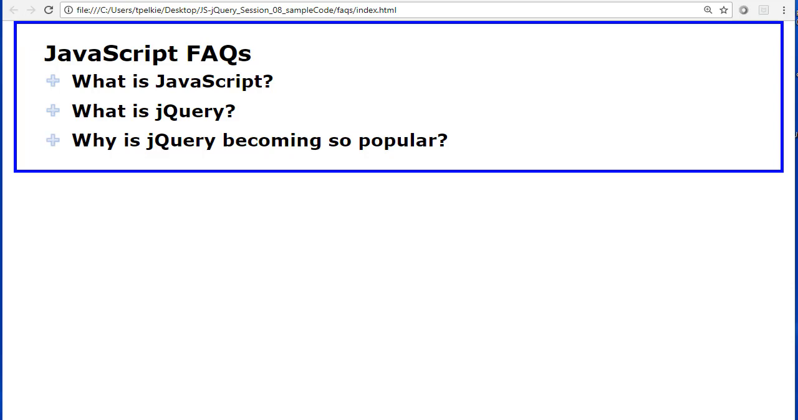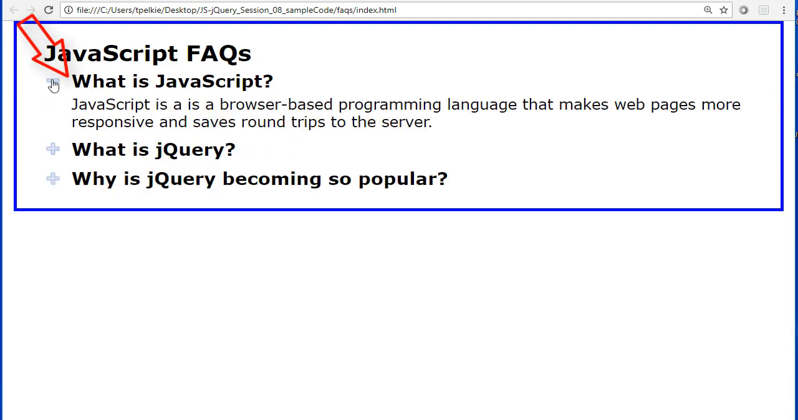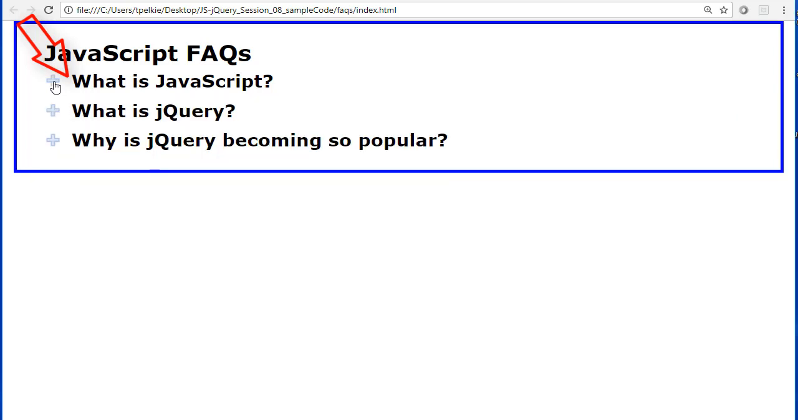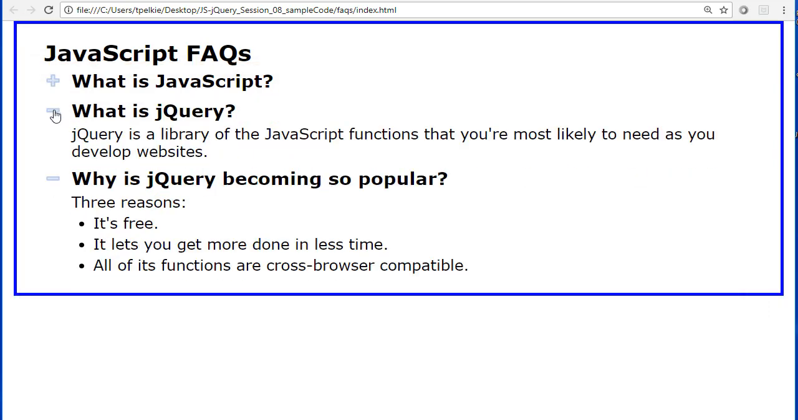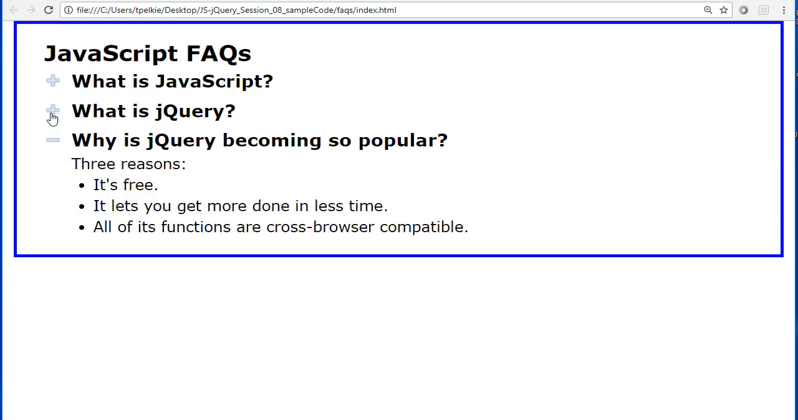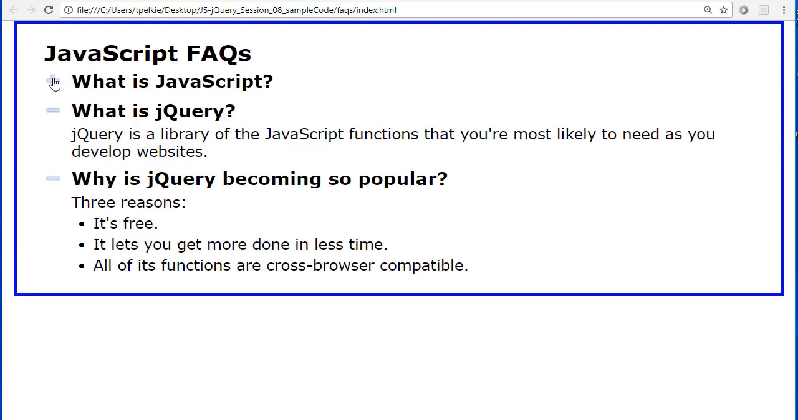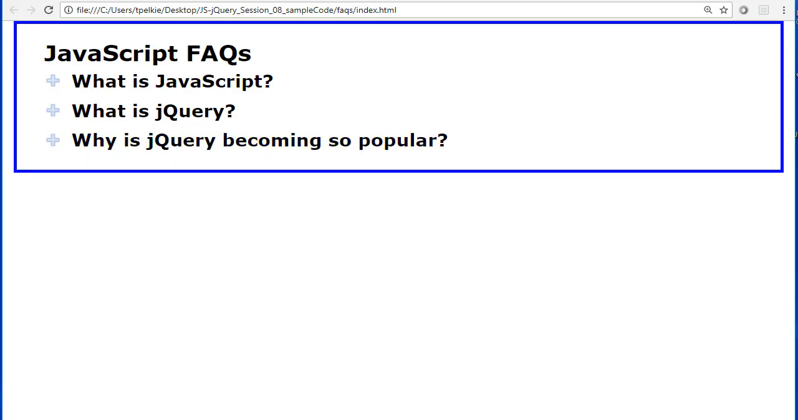So here we see an FAQ scenario, and we have these questions and plus signs to the left of them. The plus signs are coded in as background images. When the user clicks the plus, we see more information. The plus sign changes to a minus. When I click the minus, the information disappears, and the plus sign changes back. I can expand and collapse everything. So the ability to expand and collapse content is very common and very useful on the internet.